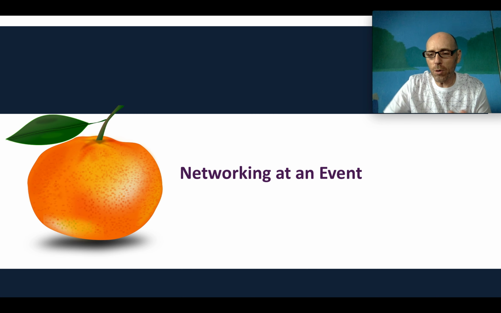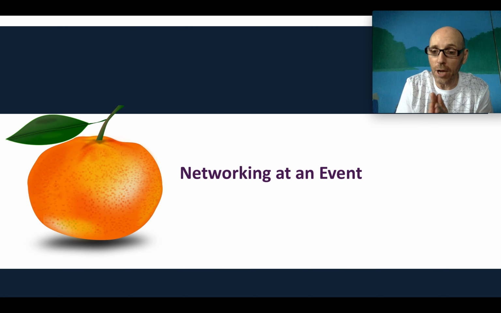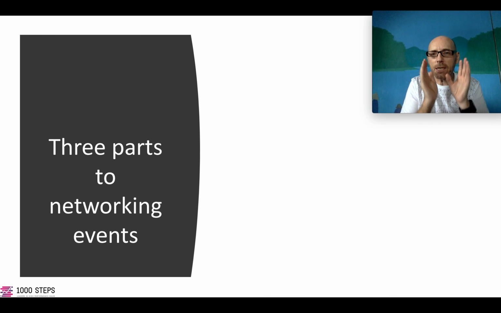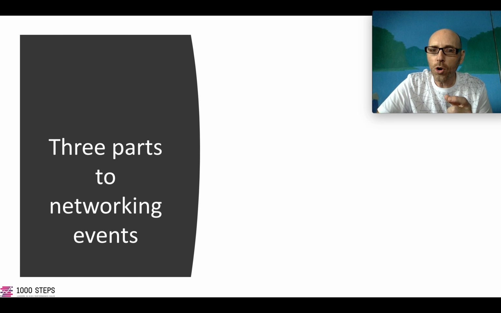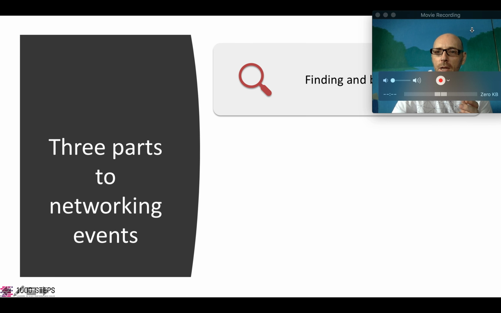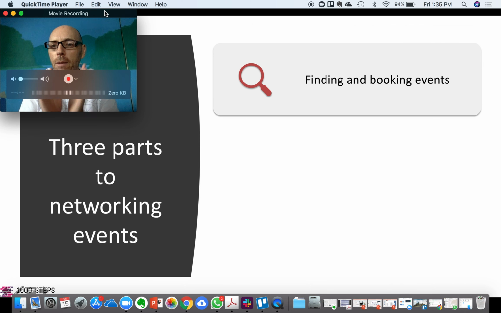So networking at an event is the third part that I'm putting that. I'm not saying you have to follow this, but it is a skill we all should have. What I'm going to cover now in 3 or 4 videos is how that should look. So let's think of the overview of networking at an event as follows. There are 3 core parts. Part number 1, and let me just move this for you, I'll pop this over here, is finding and booking events.